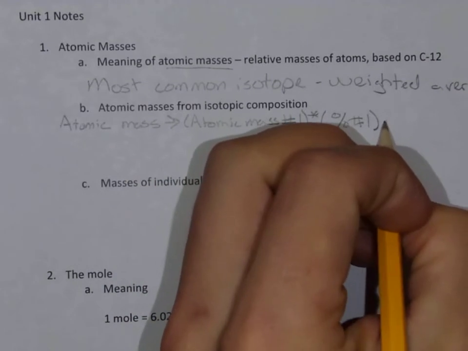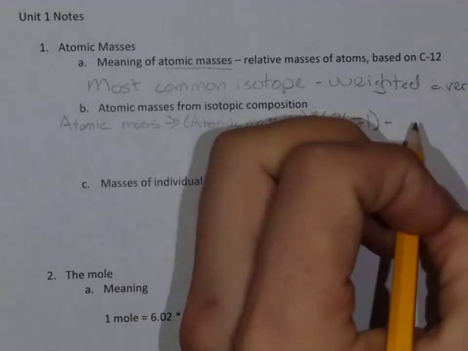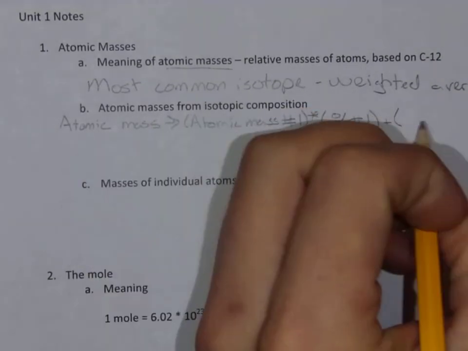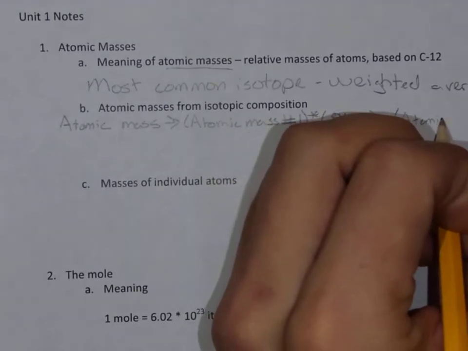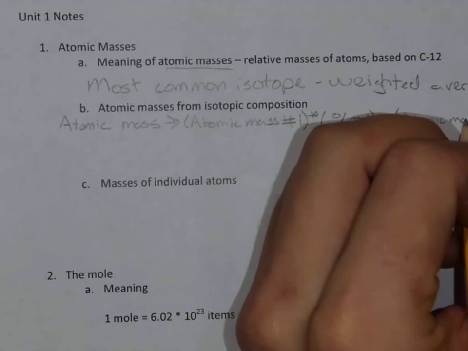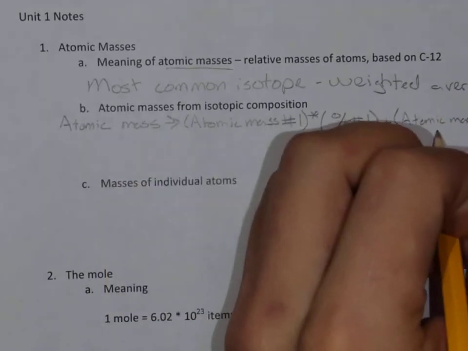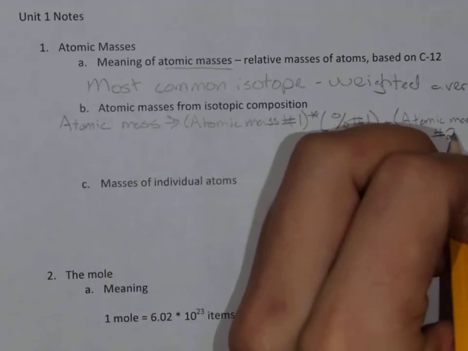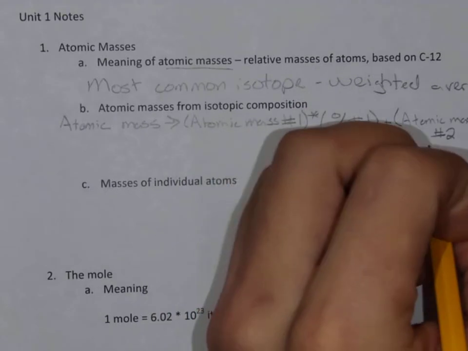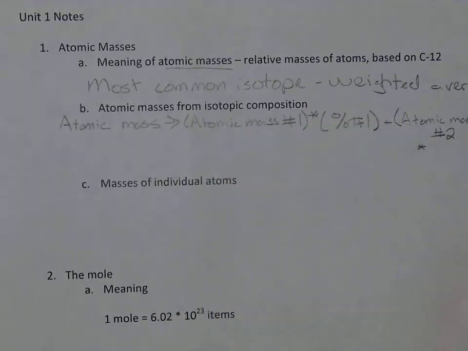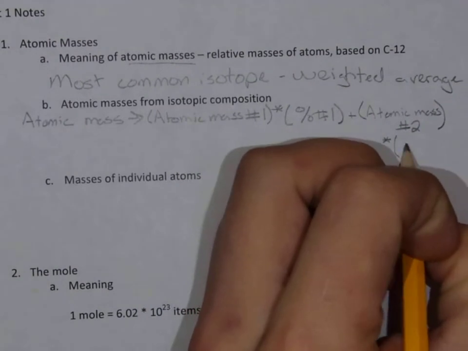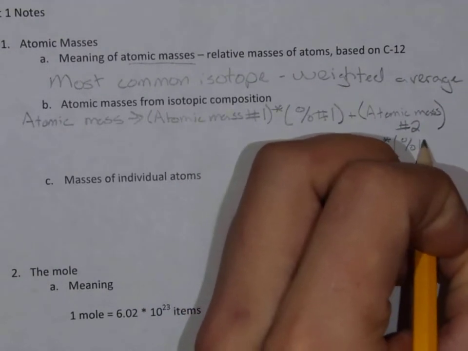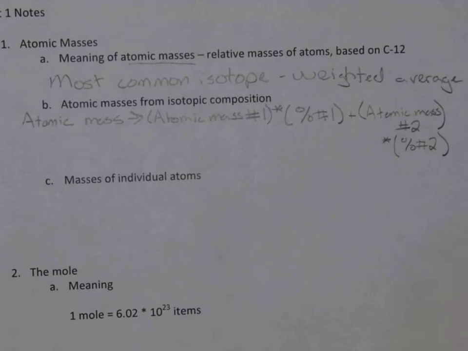Okay, and then we're going to add the atomic mass of isotope number 2, and we're going to multiply it by the percentage of number 2. And we keep doing that until we hit all of our isotopes.